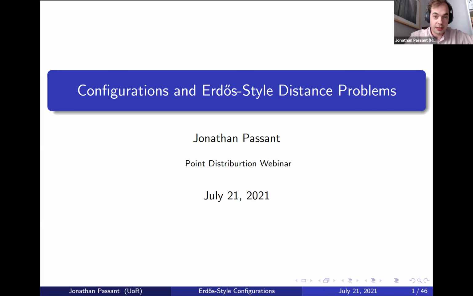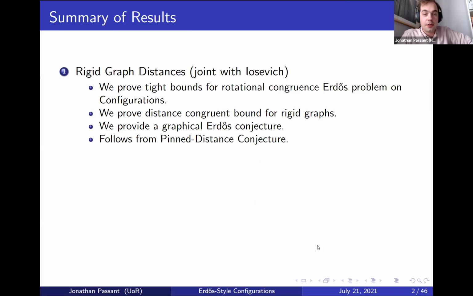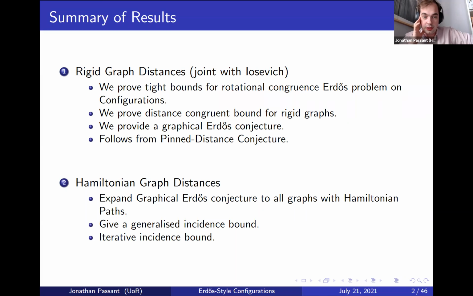Okay, so today I'm going to be talking about two papers. They're both on the same theme, discussing different aspects of one problem. The first was published jointly with my PhD advisor, Alex Iosevich, and it's about rigid graph distances. And the second one is about Hamiltonian graph distance. So we'll get into both of these results as we go through.